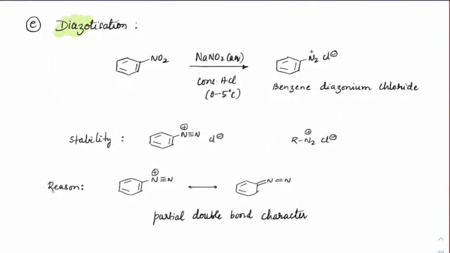Next important reaction is diazotization. Again, these are all repetitive reactions, so focus on this again. When it comes to aniline, when we treat it with NaNO2 and concentrated HCl at around 0 to 5 degrees, first we will get the diazo product, which is benzene diazonium chloride here. Benzene diazonium chloride, as long as you maintain it below 5 degrees centigrade, will be very stable.